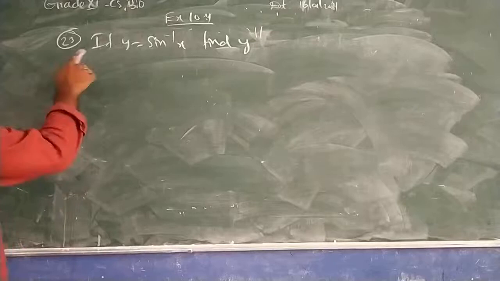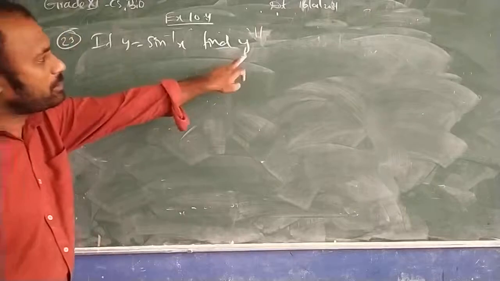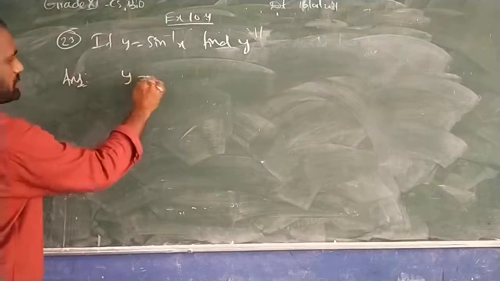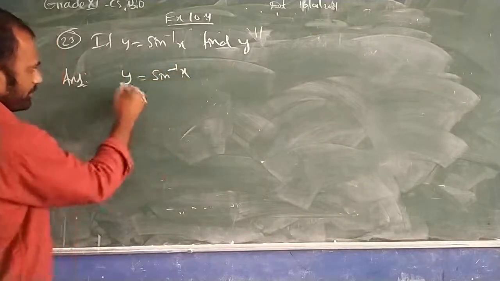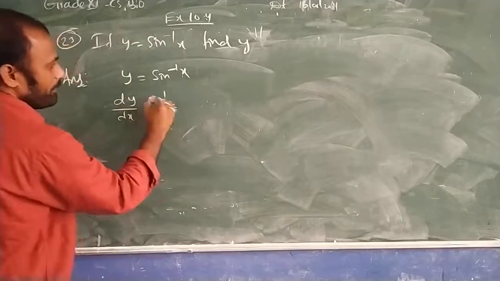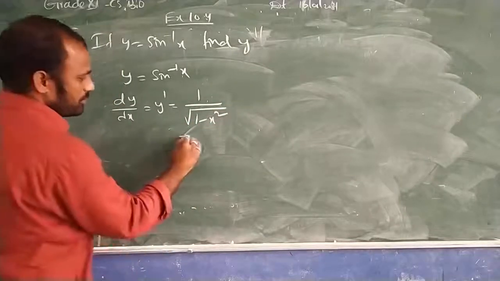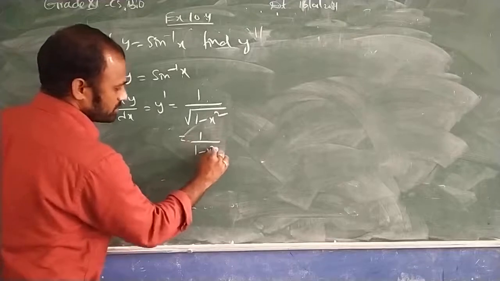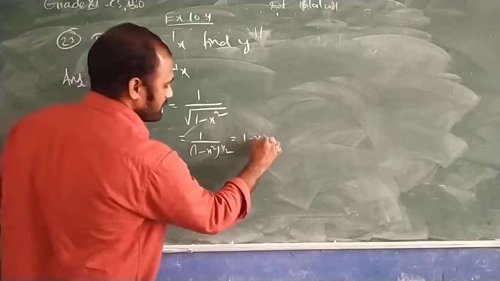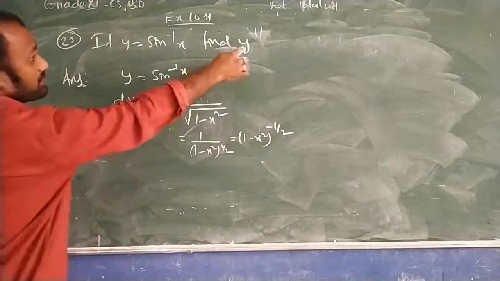Let us see the 23rd question. If y is equal to sin inverse of x, find y double dash. So we will find the second derivative of the same function. See how to do this. Given function y is equal to sin inverse of x. If I differentiate one time, dy by dx, which can be called y dash, the derivative of the sin inverse function is 1 by root of 1 minus x square. So this can be written as 1 by 1 minus x square whole to the power of 1 by 2. If you transpose the denominator, it will be 1 minus x square whole to the power of minus 1 by 2. So this is the first derivative, but it is asking for the second derivative.